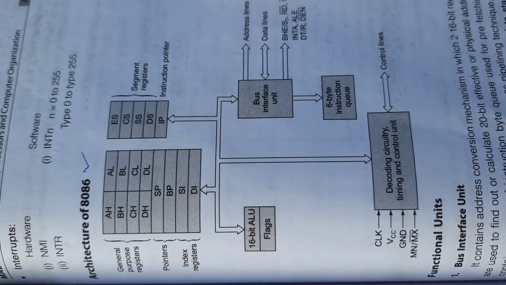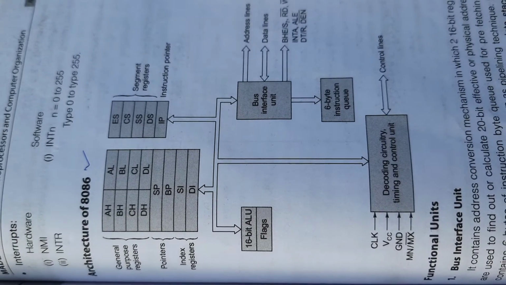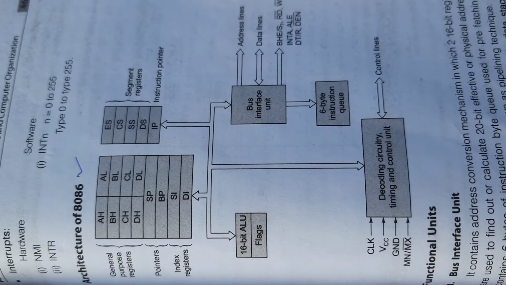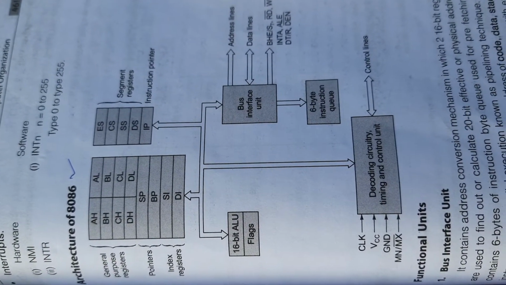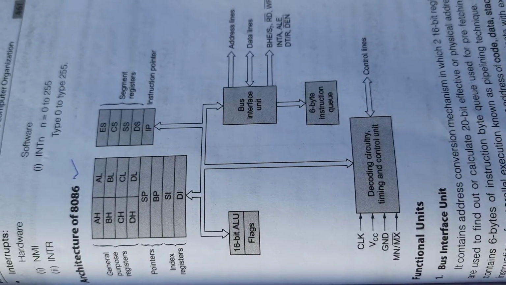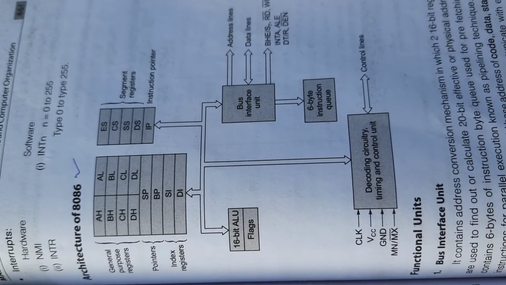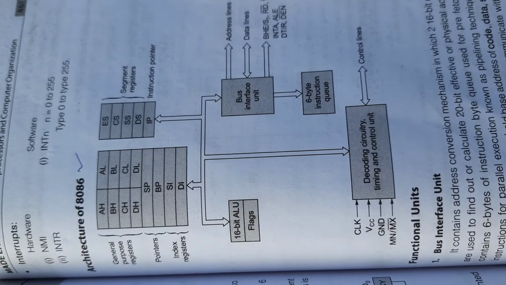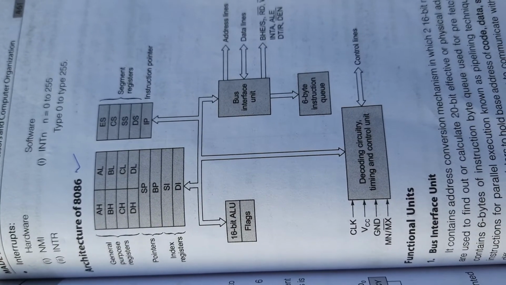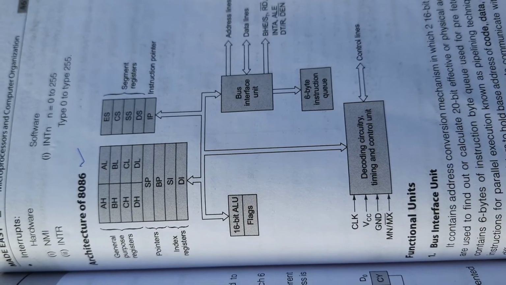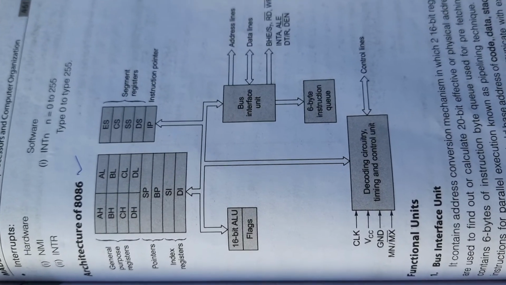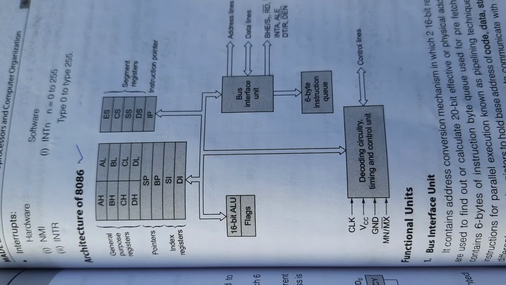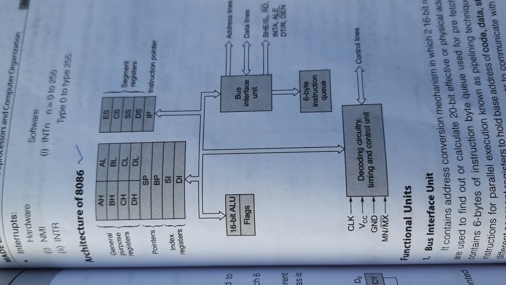there are different interrupts. So different interrupts means hardware and software interrupts. In hardware interrupts, there are NMI and INTR, and in software interrupts, there is the interrupt routine INT n, where n is equal to 0 to 255. Then type 0 to type 255.